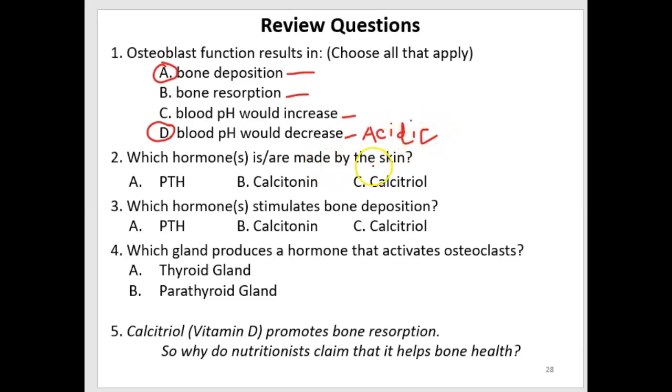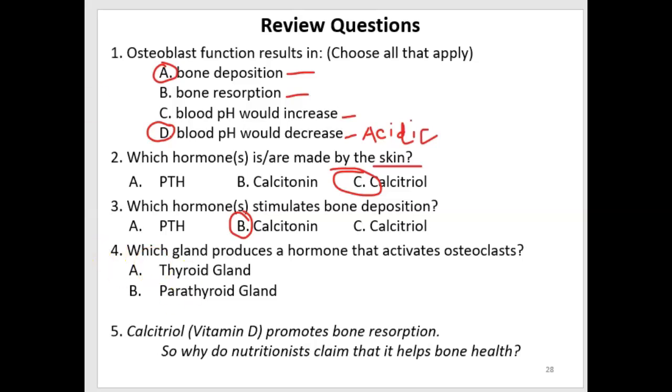Which hormones are made by the skin? And that's just this one, calcitriol. Which hormones stimulate bone deposition? That's calcitriol. Oops, sorry. Bone deposition's wrong. Calcitonin is the big one. I have to check that. I messed up. Yeah, no, that's right. Good.